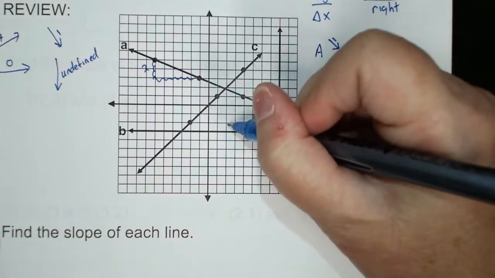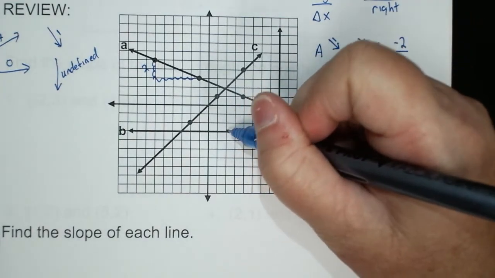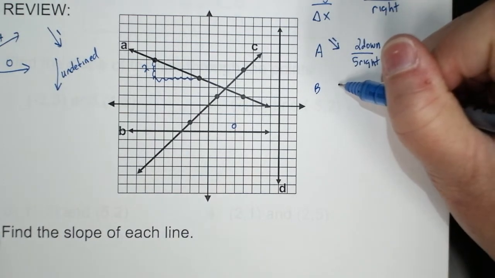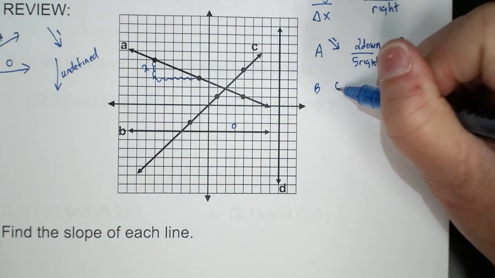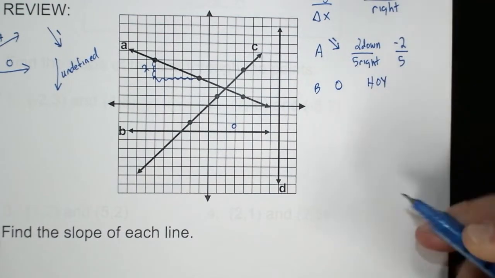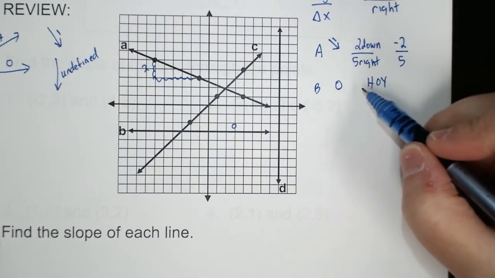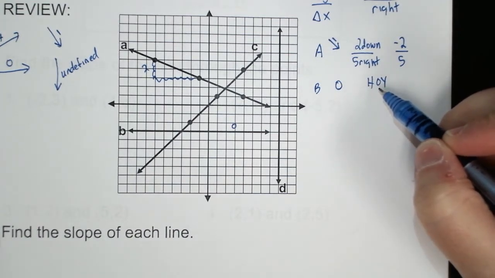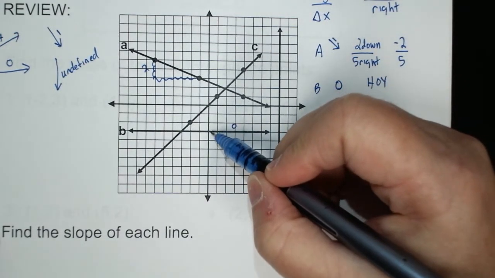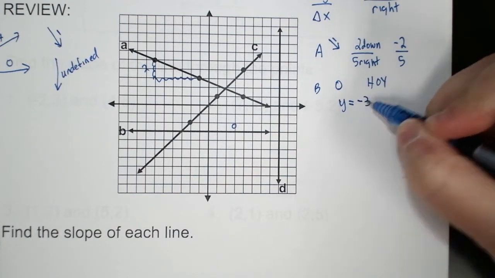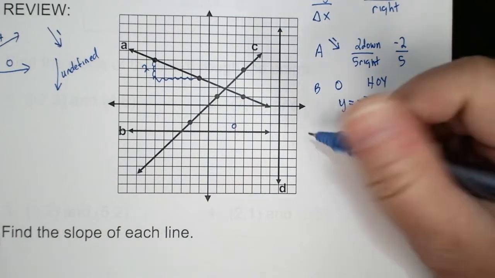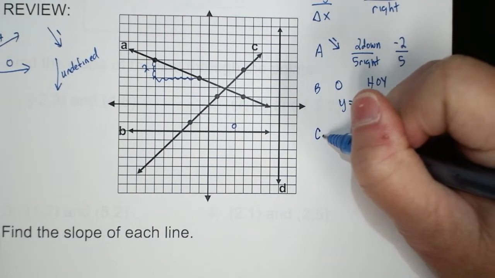If I look at B, B is a horizontal line, so I know my slope is 0. Okay, when I have a slope of 0, I'm going to say hoi. Every time I say slope of 0, I'm going to say hoi, which means it's a horizontal line. Slope of 0, y equals a number. Y equals, and this is sitting at -3. So here I actually found slope, and then I found the equation of that line. That's another step that you can learn how to do.